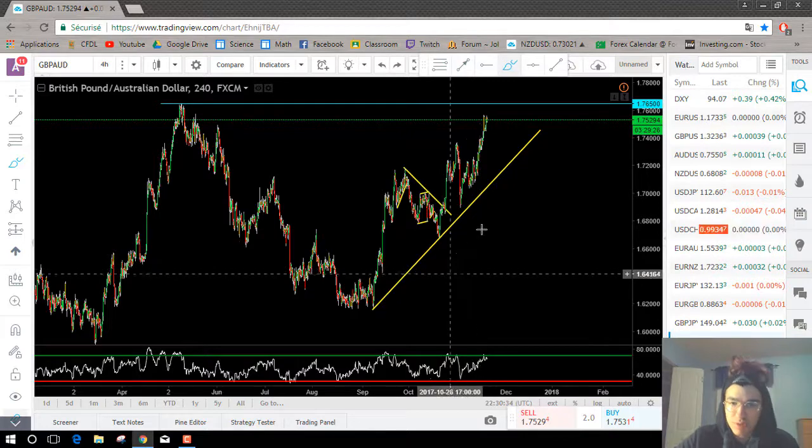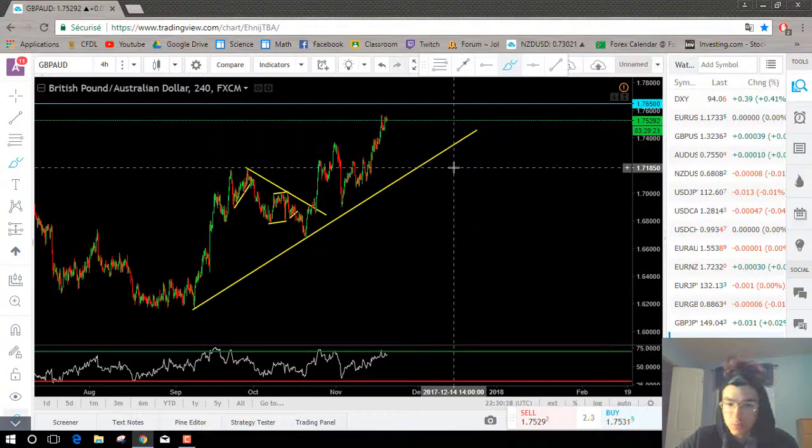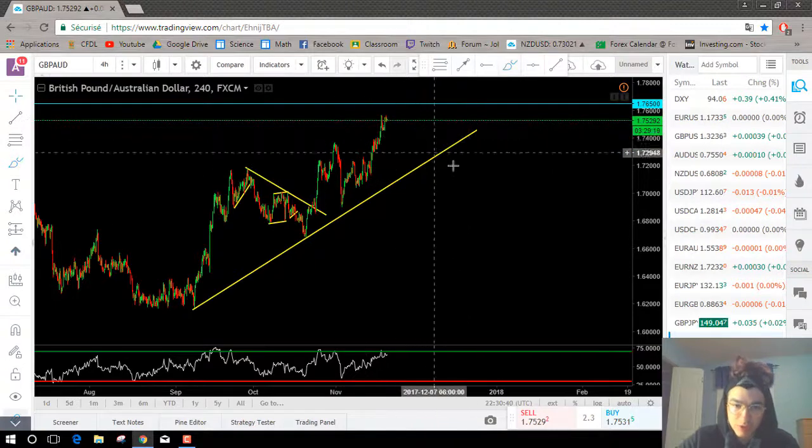So for this week, I think we are actually going to make at least a little flag. So I don't think we'll get any good trade on this pair.